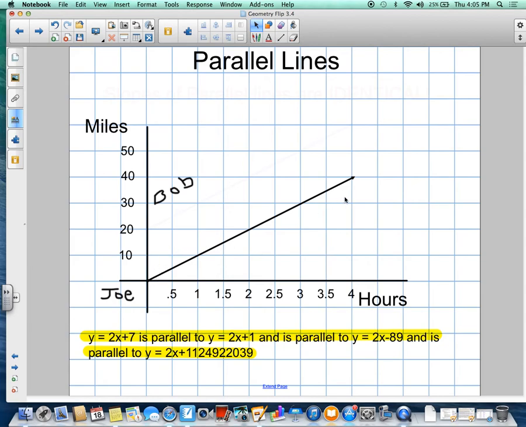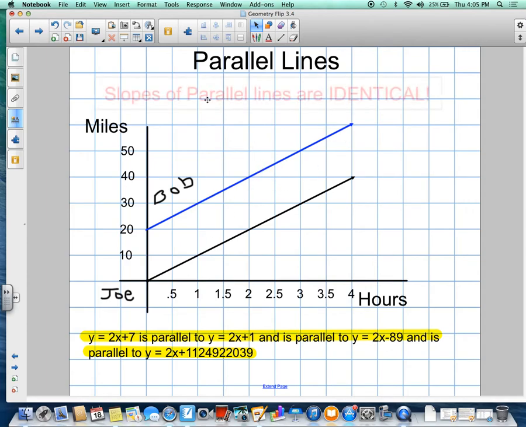So if Joe is driving at 10 miles per hour in the northeastern direction, and his friend Bob here is going to start at mile marker 20 and drive at 10, so up 10 over 1 hour, 10 miles an hour, at what point are they going to crash? Well, they're never going to crash, right? Because they're going at the same speed in the same direction. So therefore, these two lines would be parallel. They're never going to intersect.